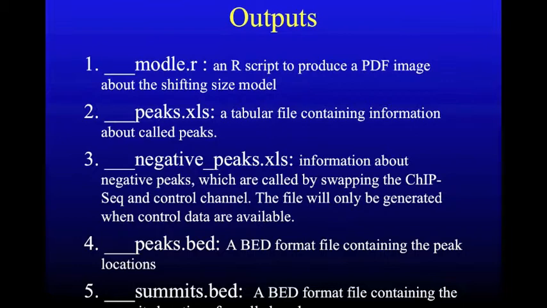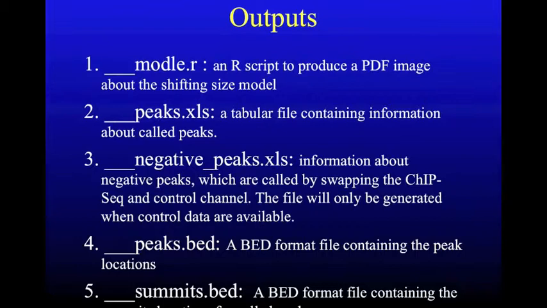After the computer finishes running MACS, we can take a look at what output files we get. There you should have an R script for you to produce a PDF file containing a shifting size model. And you could also get an XLS and a BED file, which contain the peak information. And if you want to visualize the peak distribution, there's this bedGraph file you could use. So that is the implementation part of MACS.